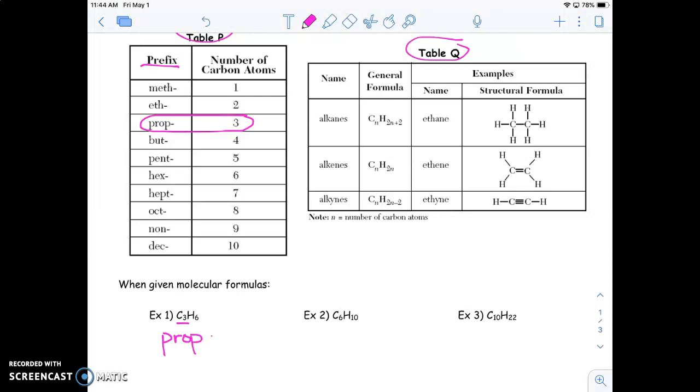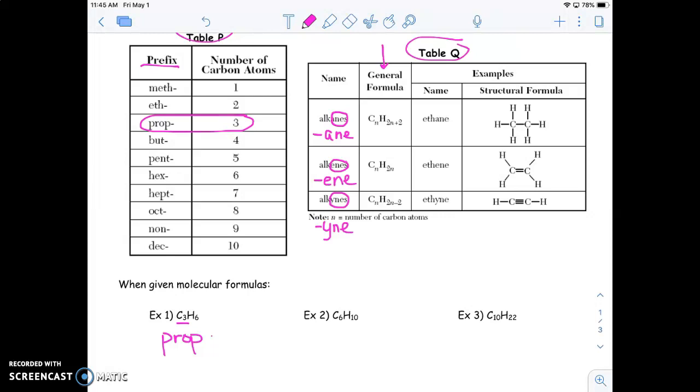Okay. Now the ending is based on table Q. It's based on whether the compound is an alkane, an alkene, or an alkyne. So the ending will be ane if it's an alkane, ene if it's an alkene, or yne if it's an alkyne. So if you've done the first assignment already, you looked at how to use these general formulas to tell us if it's an alkane, alkene, or alkyne.